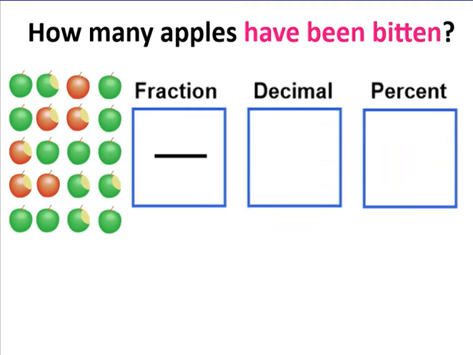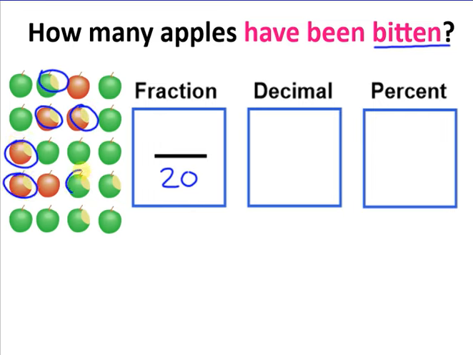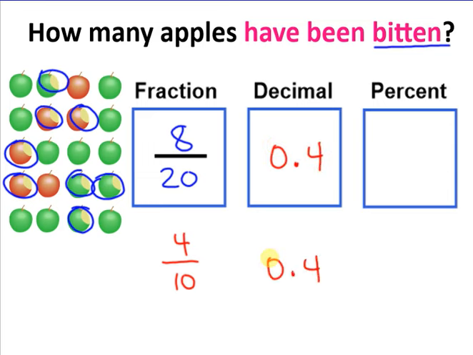How many apples have been bitten? Well, last time I knew there were 20 apples. Now, how many have been bitten? 1, 2, 3, 4, 5, 6, 7, 8. 8 have been bitten. I can simplify that again to 4/10. Now, I can simplify that again, but if I simplify it again, then I can't use the 10. So that would be 0.4. 0.4 into a percent, move it over twice, add a 0, that's 40%.